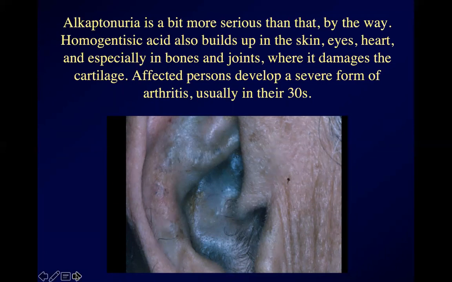It can build up in the eyes and the heart, and especially in the joints where it damages your cartilage, which means that if you have alkaptonuria, you're going to develop severe arthritis, typically by the time you're in your 30s. So this is definitely not something that you want to have. Fortunately, it's rare. And it runs in families.